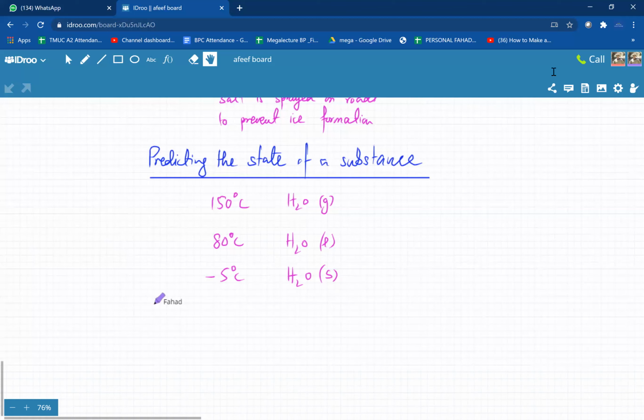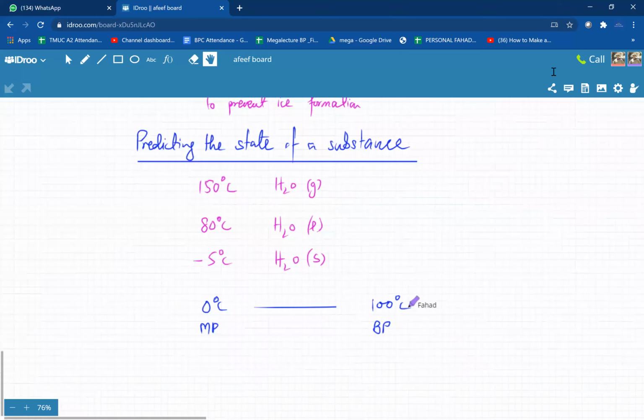And how did you actually predict it? Because you had the melting point of water, which was 0, and the boiling point of water, which was 100. This is the melting point, and this one over here is the boiling point. So you use these two values. Now you're going to use the same method for any other substance. I'll just explain what you already did: any temperature that is between the two, the substance would be a liquid.